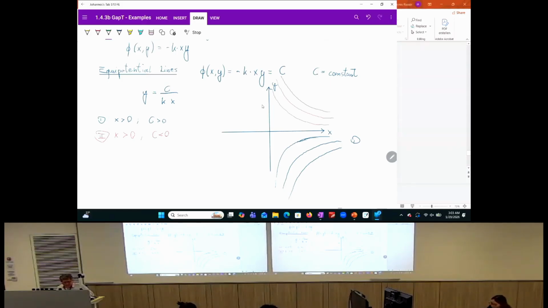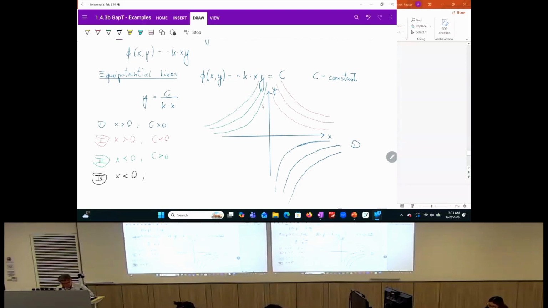And in the third case, you have x being smaller than 0, the constant again being larger than 0. That gives you here some lines. And in the fourth case, where x is smaller than 0 and also the constant is smaller than 0, you get the lines. Of course, I see that in every quadrant they should roughly look the same. That is not so perfect right now.